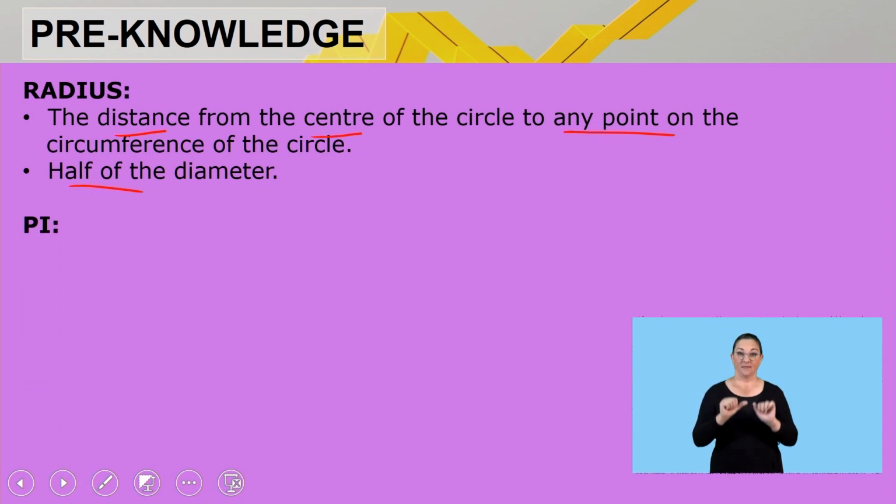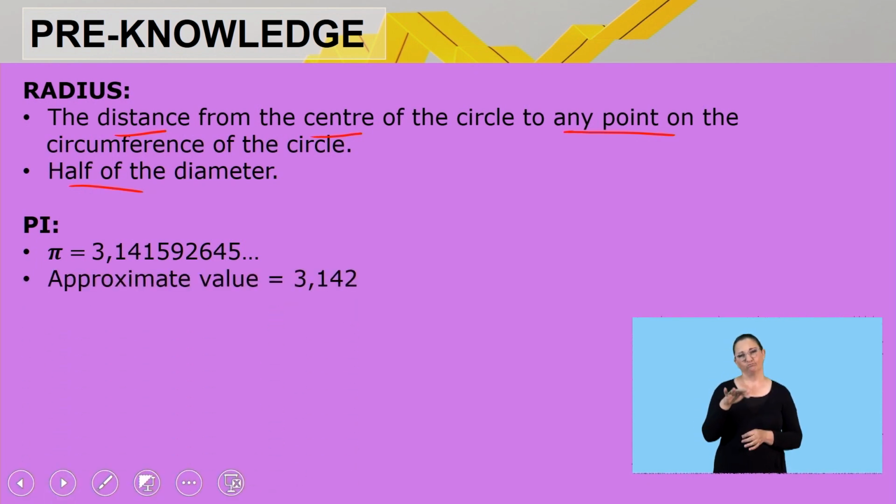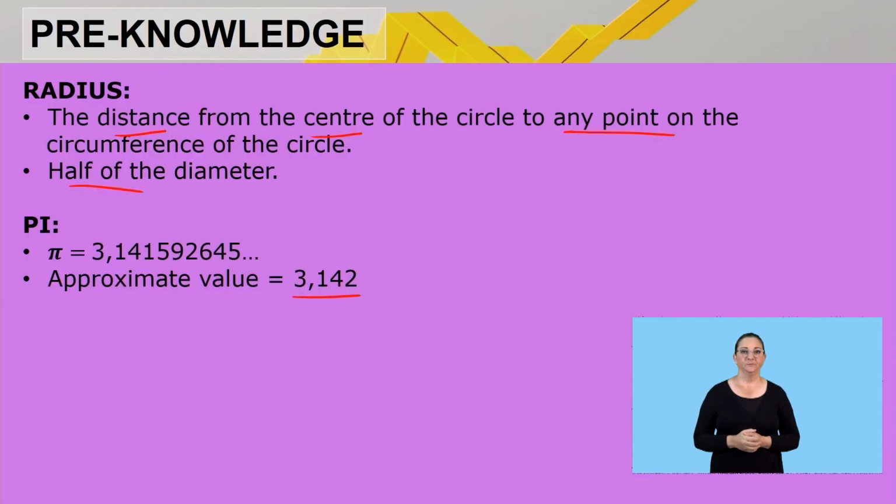Also important, when we work with circular objects, is pi. And we know pi has the value of 3,141592,645, and that value continues. But in mathematical literacy, we decided that we're going to use the approximate value. And that's what we're going to use today in our lesson as well, 3,142. Okay, so please keep that in mind. We're going to use the approximate value.